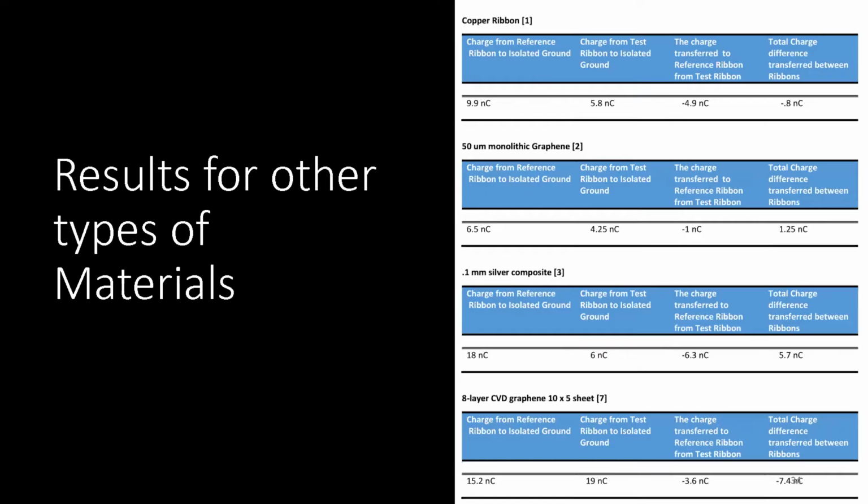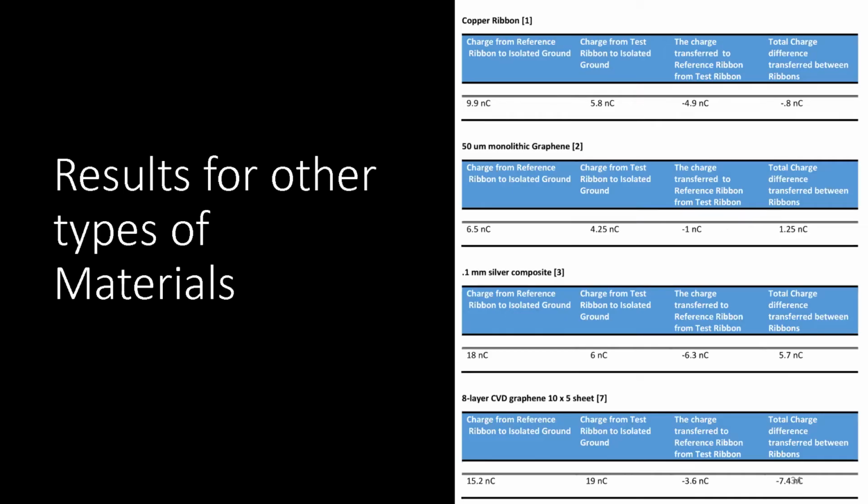And what we see is, okay, so we have less coming to ground. And then when we connect the test ribbon, we have less. And then when we disconnect the test ribbon, we end up having another funny amount that flows back in. But the total charge difference between the two ribbons now is only 1.2, which says, okay, there's something going on here. So we go to a different material.